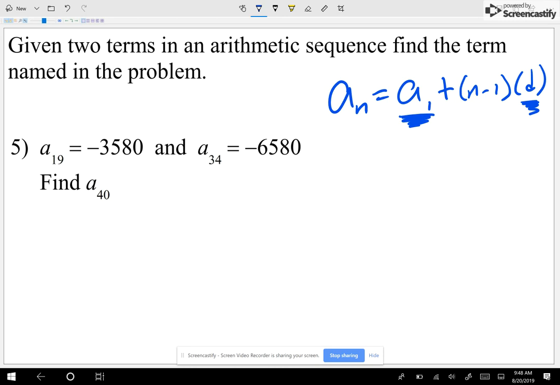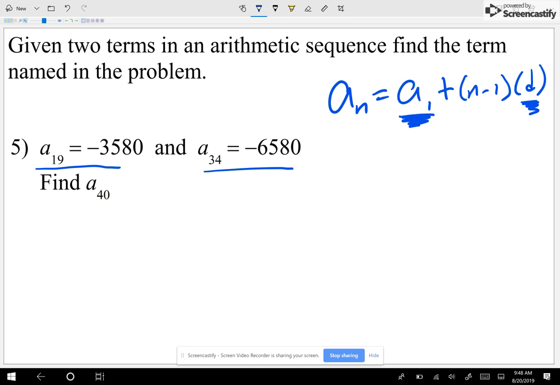Now here, what I'm going to do, I'm going to give you two numbers. In this case, I'm giving you the 19th number, and I'm giving you the 34th number. So two random numbers. They're not consecutive. Just two random numbers, and I want you to find the 40th number. We need to find a's of 1 and our difference.